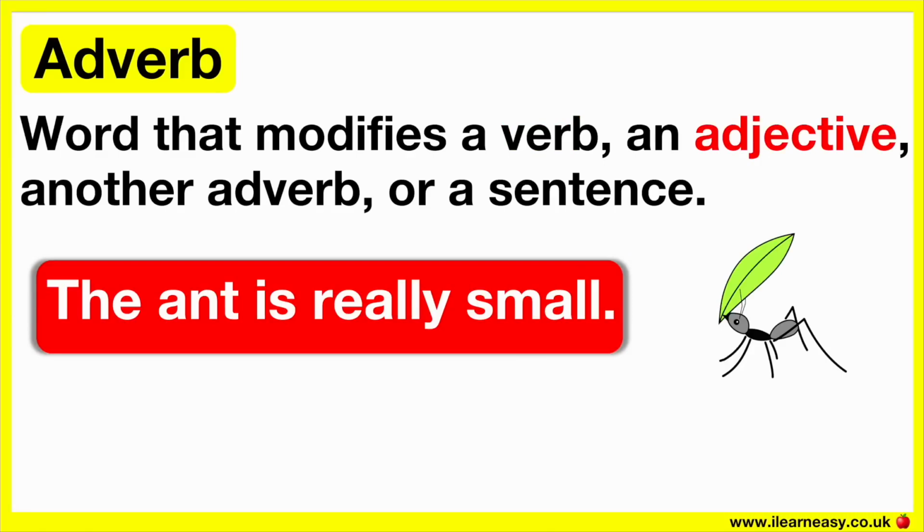The ant is really small. The adverb in this sentence is really because it's describing the adjective small. Remember, an adjective is a word that is used to describe a noun or a pronoun. The adverb in this sentence is describing how small the ant is. It's really small.